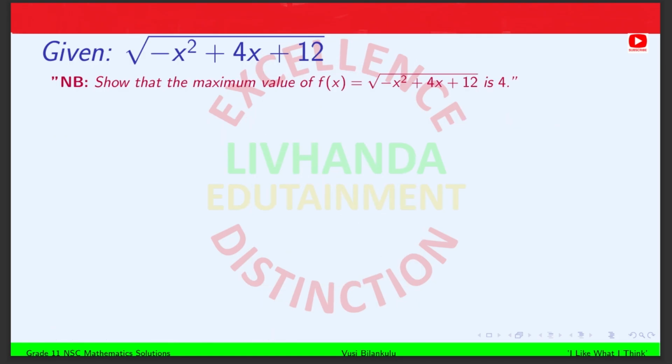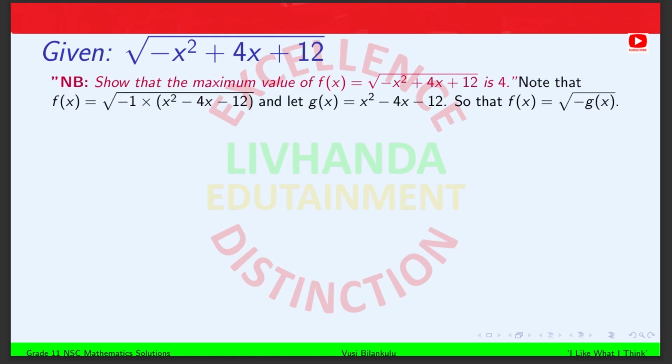Lastly, given f at x equal to the square root of negative x squared plus 4x plus 12, show that the maximum value of x is 4. Initially, take out a common factor of negative 1 from the square root function, and then, for simplicity, define a new function g at x equal to x squared minus 4x minus 12. Now, note that f of x is equal to the square root of negative g at x.